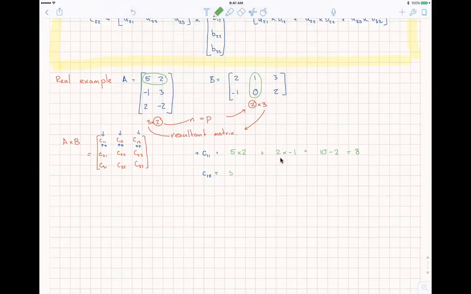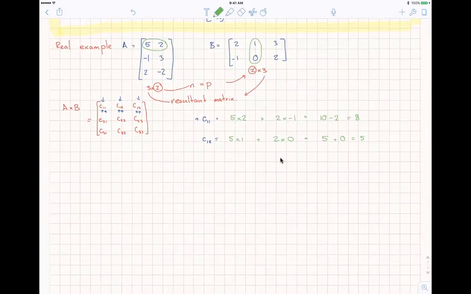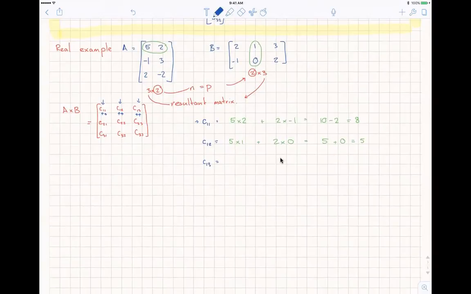So we're going 5 by 1 this time, and then plus 2 by 0. So that's going to be 5 plus 0, which gives us 5. Now we're at C13. So we're still multiplying using row 1, but we're going to now multiply that by column 3. So this time we've got 5 by 3 plus 2 by 2, which gives us 15 plus 4, which equals 19.